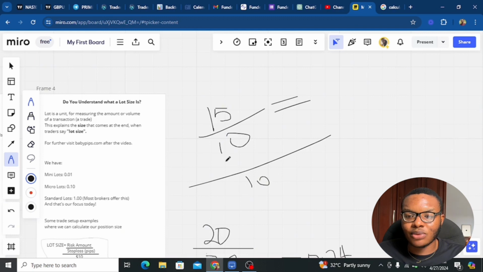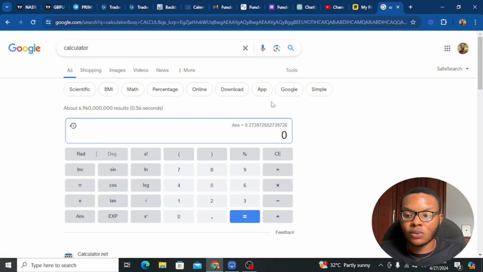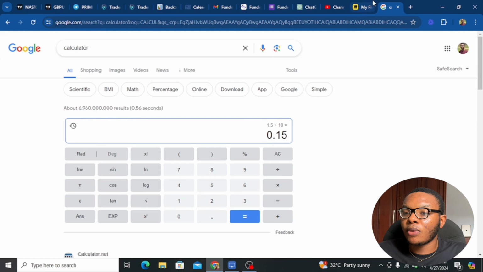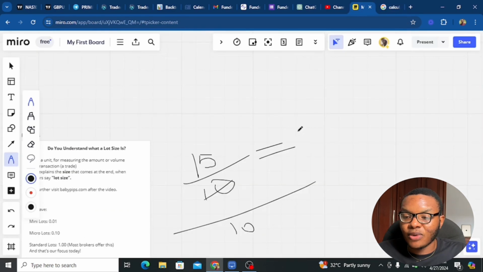I think this is quite simple to calculate. So that was 15 divided by 10 divided by 10. 15 divided by 10 is 1.5, and then divide that 1.5 by 10 again. So 0.15 is your lot size.